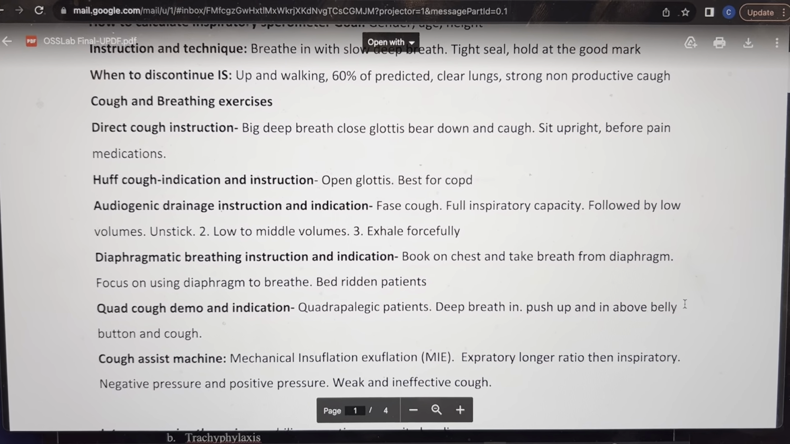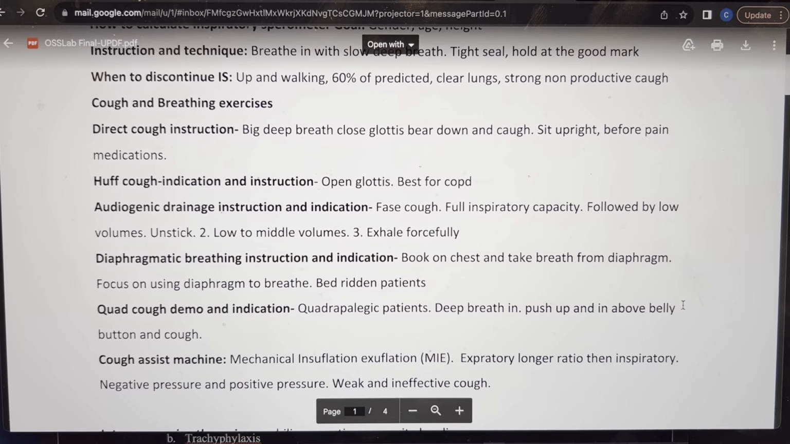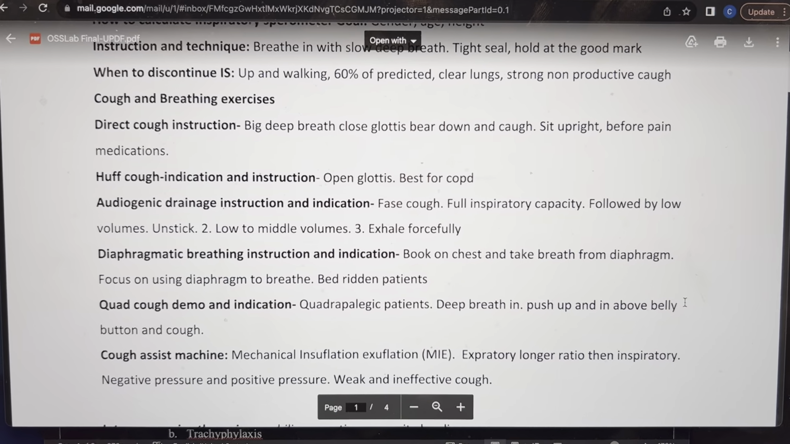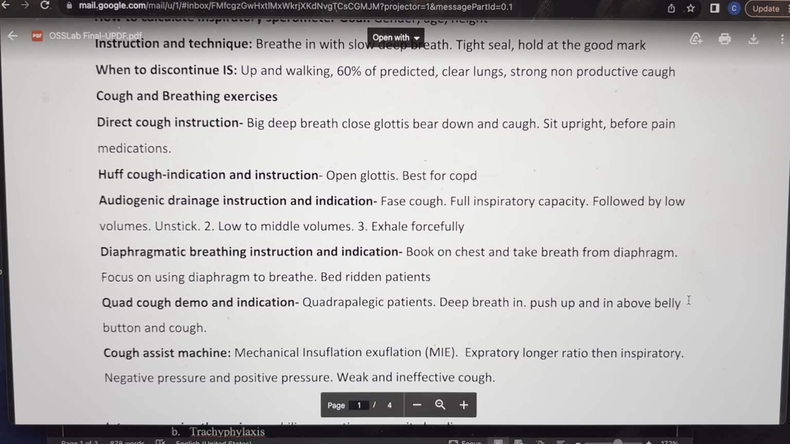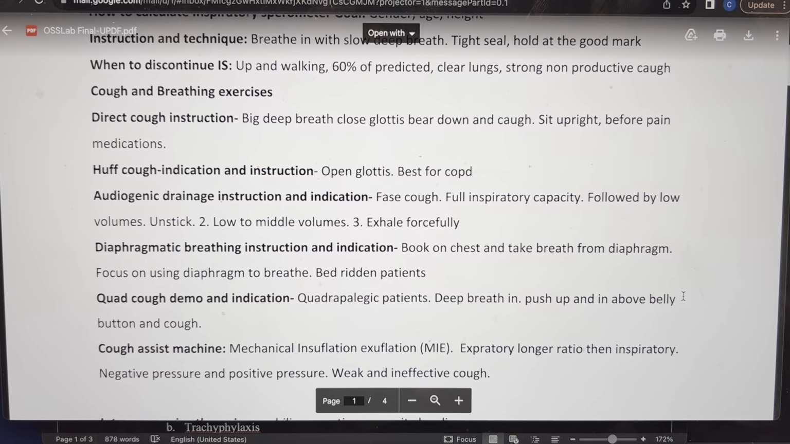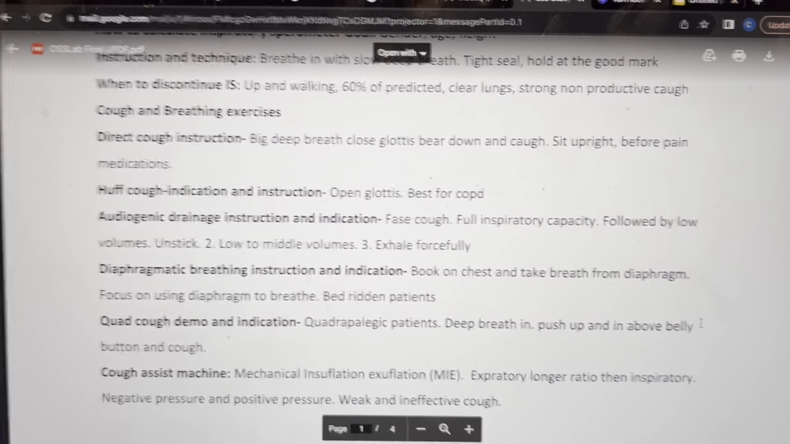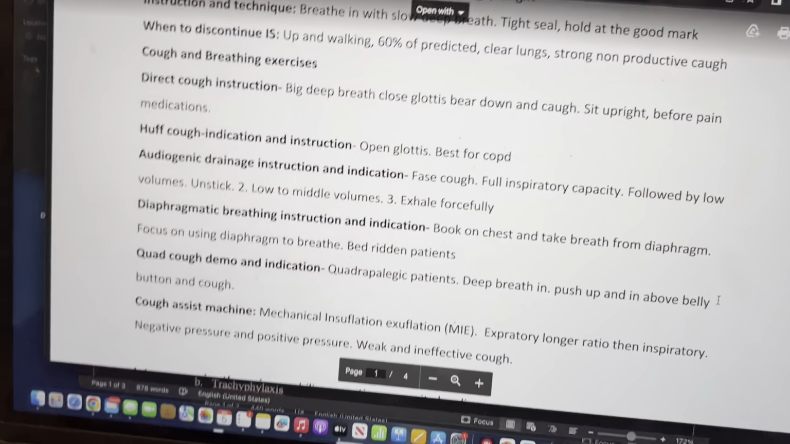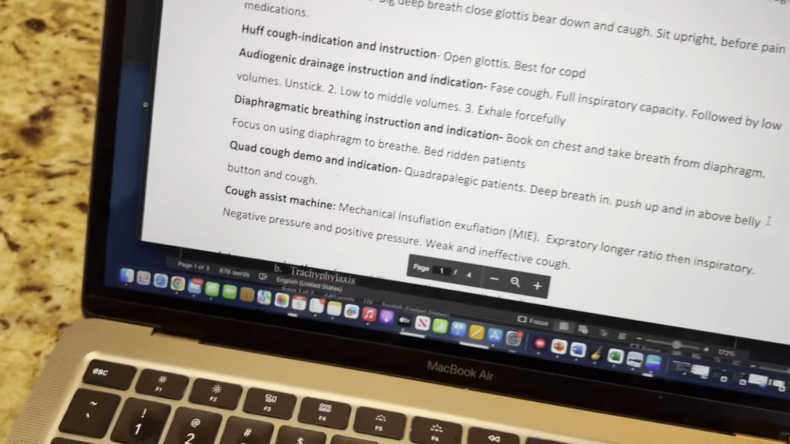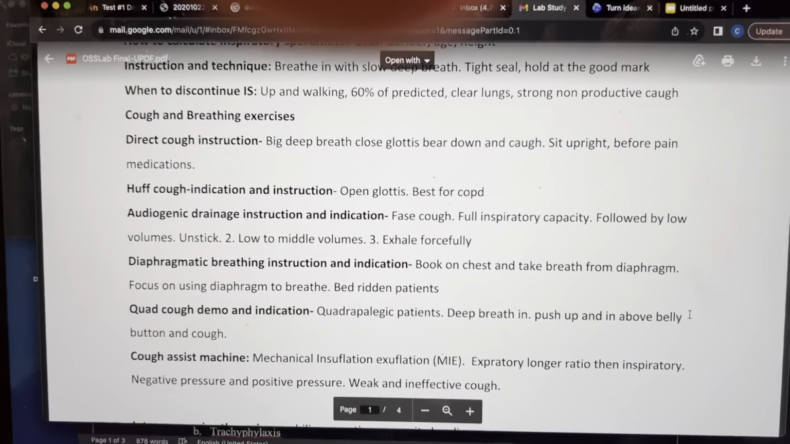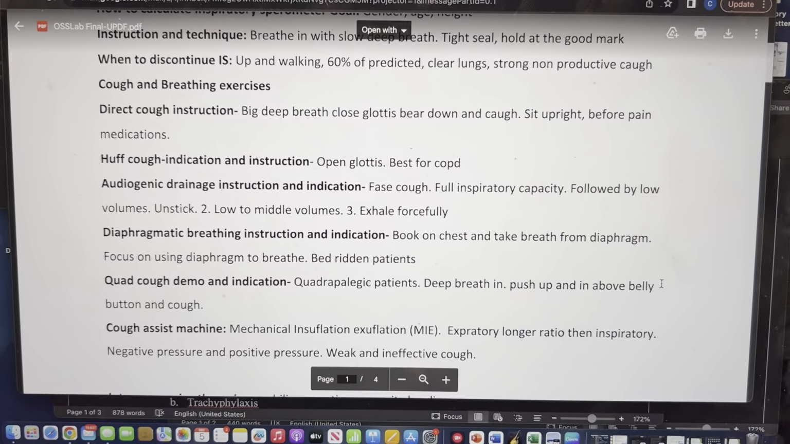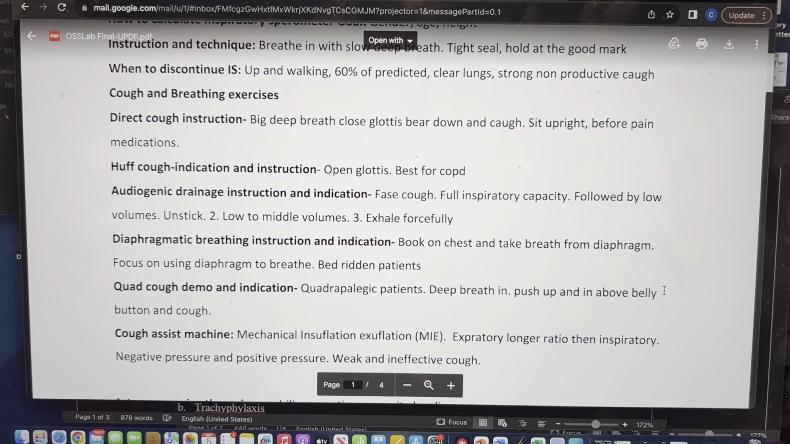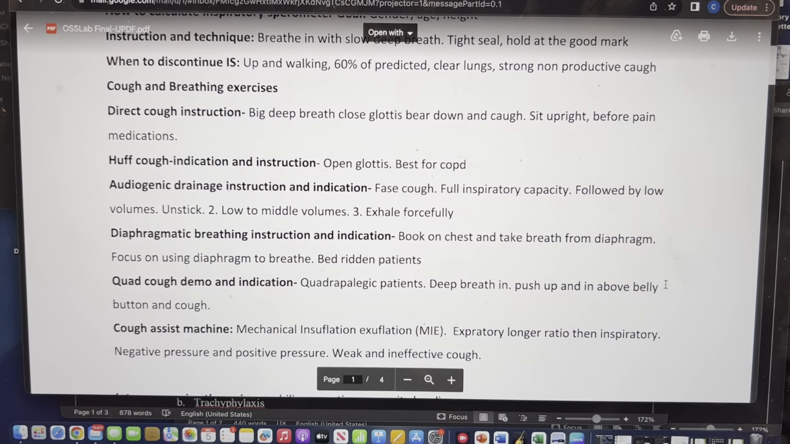Huff cough indication and instruction. Indication for huff cough is COPD. Instruction for huff coughing is open glottis. Take a big inhalation through your nose, keep the glottis open, and huff and cough multiple times in a row, about 3 times. It's best for COPD.